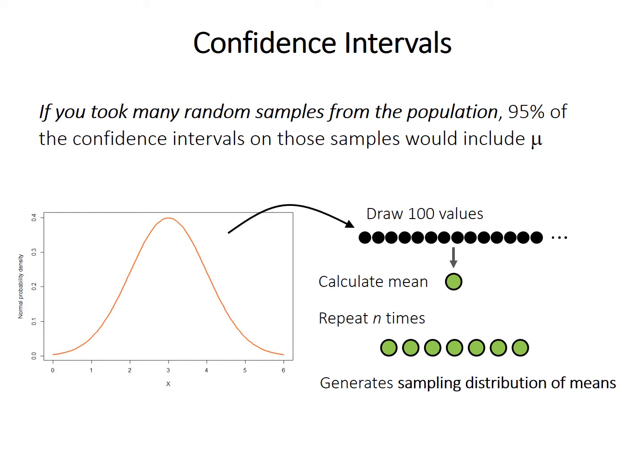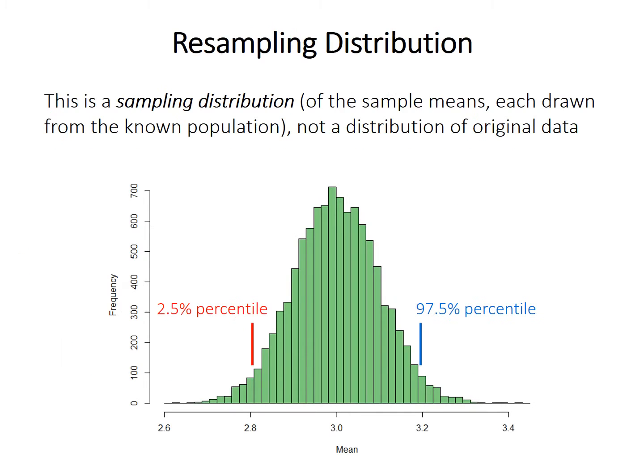We can repeat that process many times, like 10,000 times or whatever, to generate something called a sampling distribution of means. Each of these green circles here is a sample mean. For each one, we've drawn 100 values from our population and calculated that sample mean. If we do that 10,000 times, we get a distribution like this. This is a sampling distribution. It's not the original data.